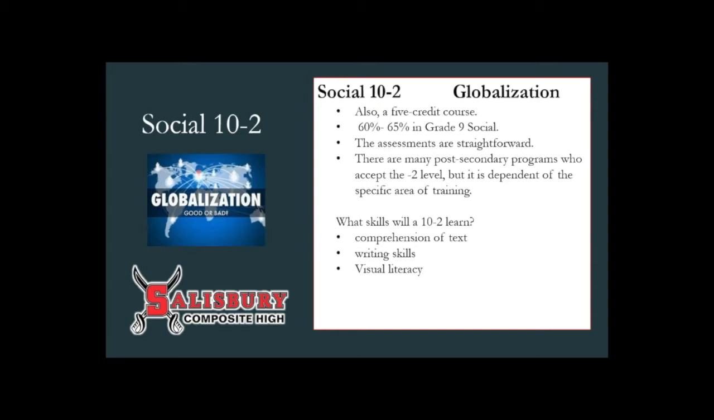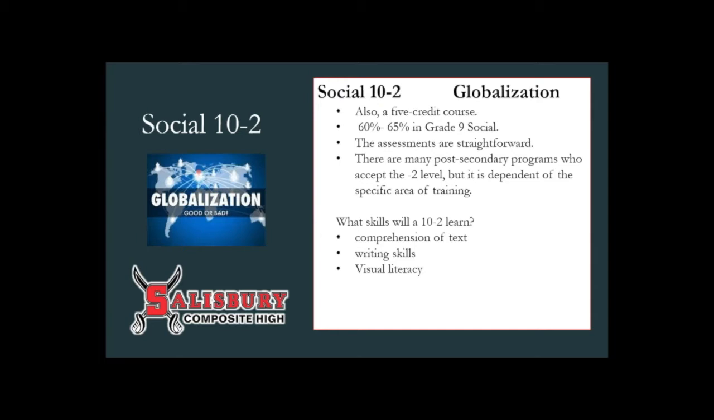Now the 10-2 course is also a 5-credit course. The prerequisite that we suggest for students going on to 10-2 is less than 60% in grade 9 social studies. So for students wanting to go into 10-1, it's suggested that they have grades above 65% in grade 9 social studies. For social studies 10-2, it's the students that are less than 65%.